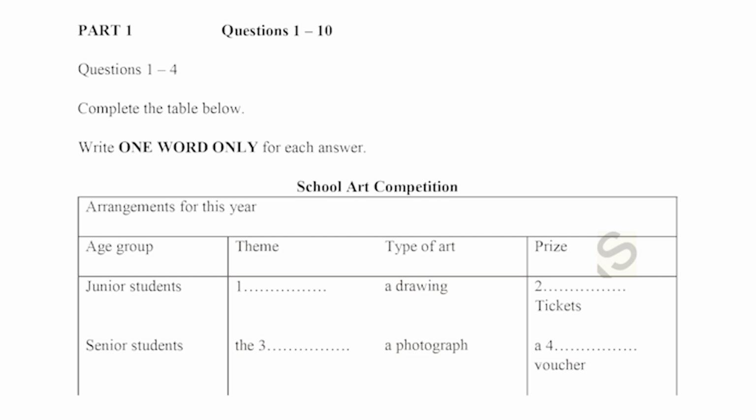Hi, John. Hi, Wendy. Thanks for coming to discuss the school art competition. I know this is your first year organising it. Well, I've got some ideas, but I'd appreciate some help with arrangements. OK. We usually divide the competition into age groups. The first age group is junior students. I'll just note that down.